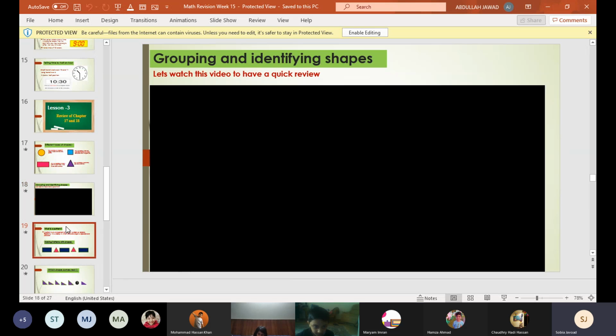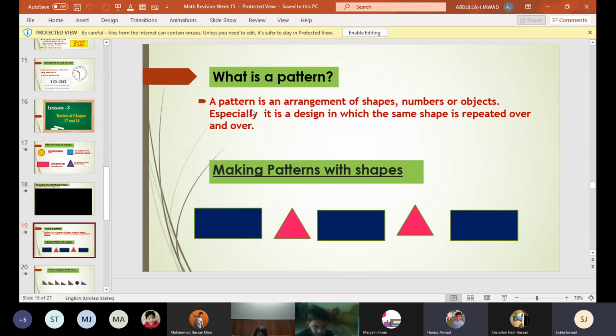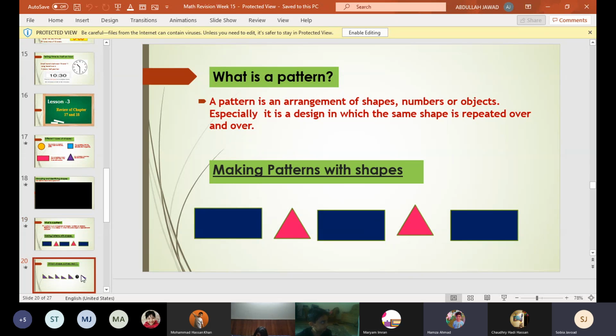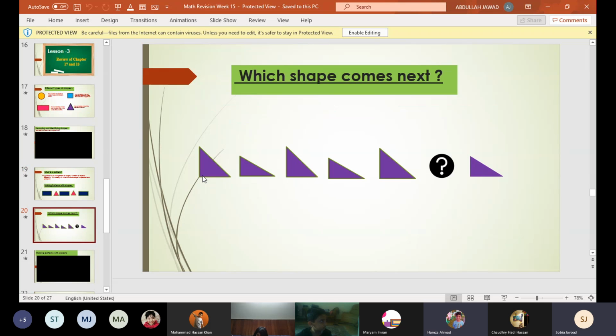Okay, let's see the pattern. A pattern is an arrangement of shapes, numbers and objects. Especially it is a design in which the same shape is repeated over and over. Like rectangle, triangle, then rectangle, triangle, then rectangle, triangle. Diamond, circle, diamond, circle, diamond, circle. Okay, now see, big triangle, small diamond, big circle, small diamond, circle, big triangle, circle.